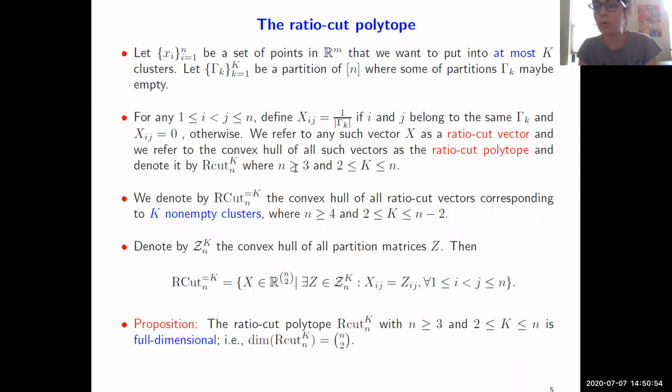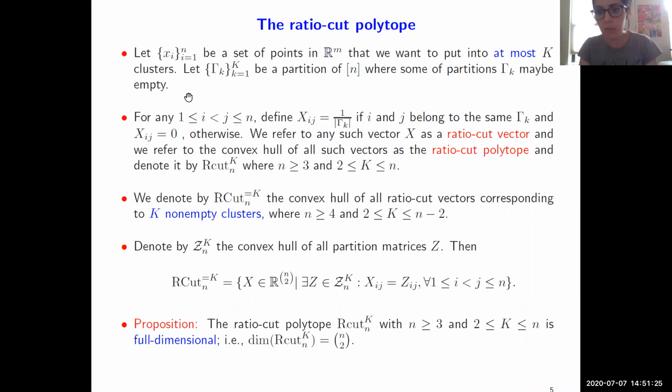To construct these LPs, we go back and look at the feasible region of K-means clustering. Before doing that, I introduce a few things to you, and then I make the connection between the two. Let's say I have a bunch of data points, n points in R^m, and I want to put them in at most K clusters. Here I replaced exactly K clusters by at most, and I will tell you why shortly. Basically, I'm assuming some of the partitions can be empty.